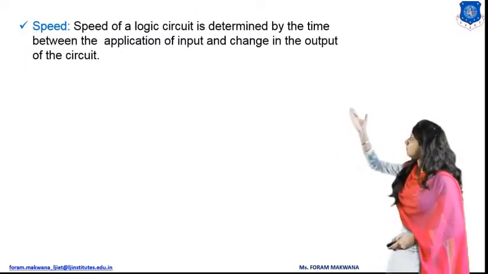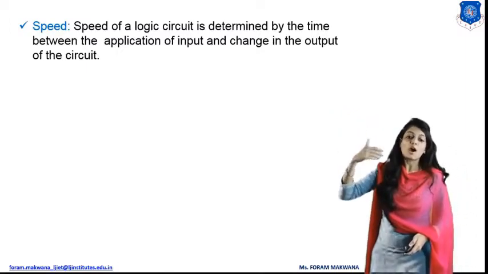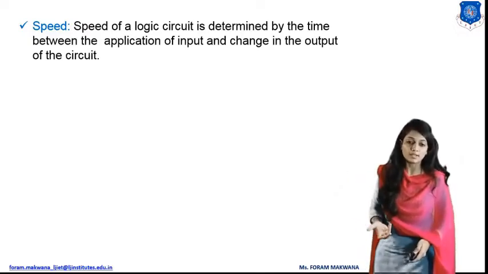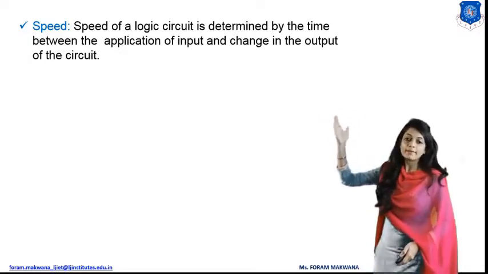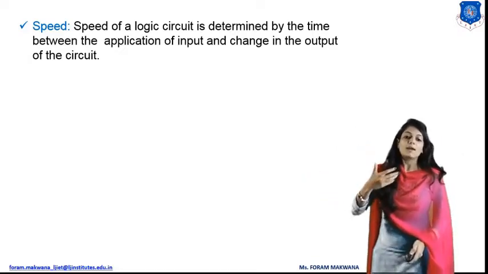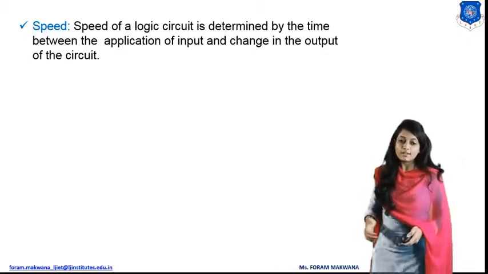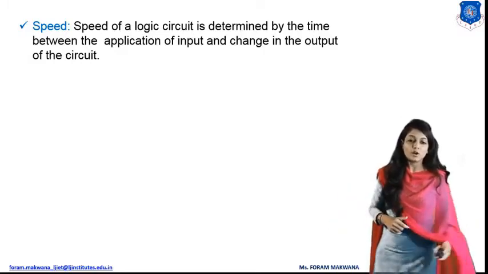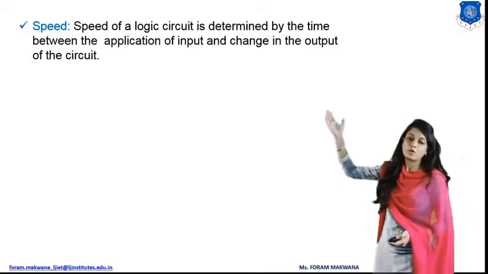First of all, what do you mean by speed? As I apply the input signal, how fast my IC is going to operate, and then how fast I am getting my output signal, right? So the speed of a logic circuit is determined by the time between application of input and how fast my output responds, how fast I get my output. A change in input will be reflected in a change in output. That is known as the speed of any logic circuit.